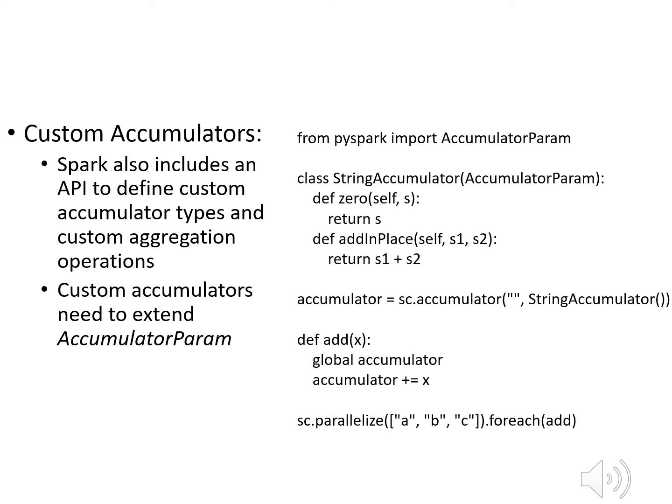In order to use the custom accumulator, we need to define a class to extend accumulator param. On the right side, this is an example. A class string accumulator is defined, which takes the string as the accumulator type and defines the aggregation for two strings.